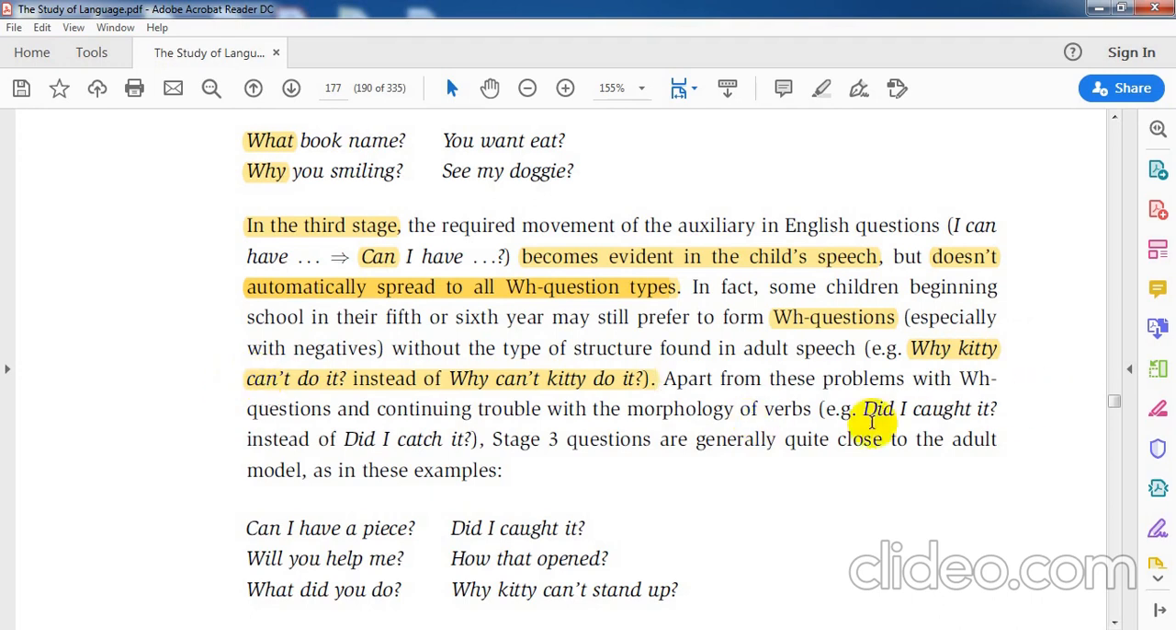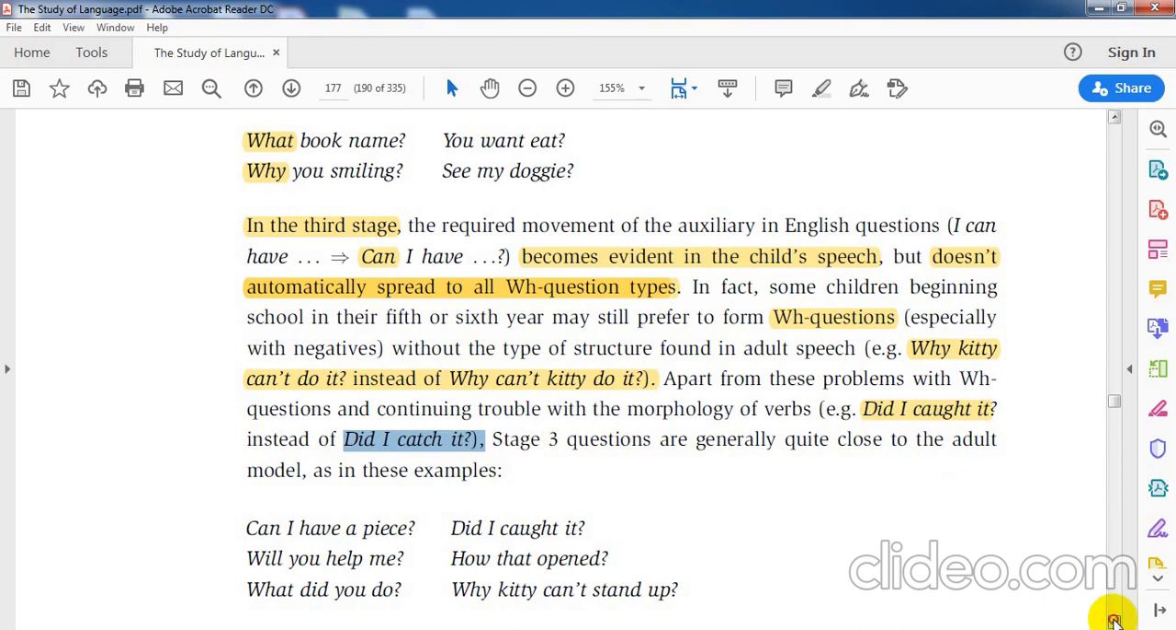Again, we have a different version of raising a question. Did I catch it? What's happening here is that the child is able to utilize did in the correct place to form a question, but what is missing here is the verb conjugation, because after did there should be an infinitive verb. So the child at this stage is not able to recognize the correct form to be used here. Now, instead of did I caught it, it should be did I catch it. Okay, so tag questions are generally quite close to adult forms.